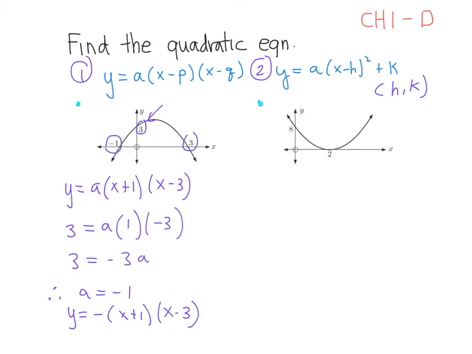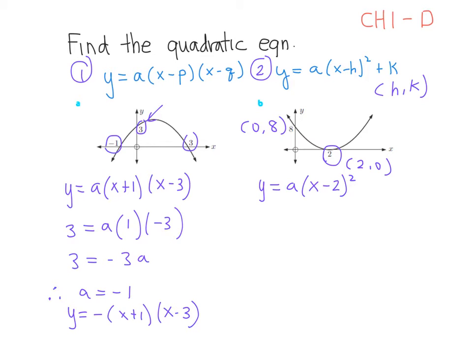For the second problem, we are given a vertex at 2. In other words, this has a coordinate of (2, 0). The point over here has a coordinate of (0, 8). Since we know the vertex already, it might be easier to find the quadratic equation using the vertex form. We have y is equal to a times (x - 2), right? Negate that, squared, plus k, in this case, is a 0.